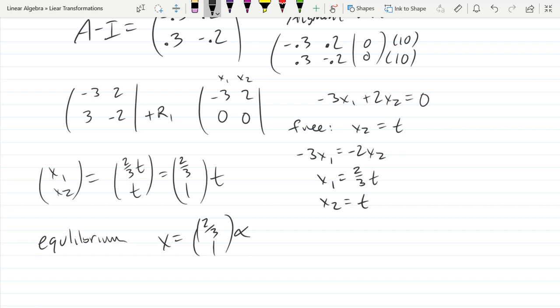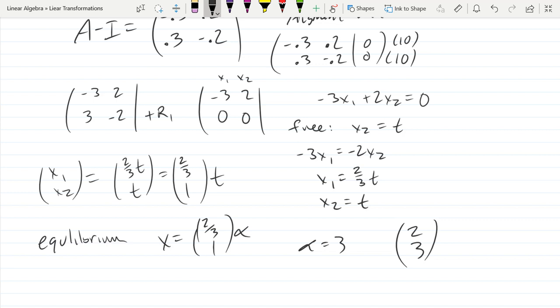So let's scale this up. I think alpha should be at least 3. That'll give me a nicer mix, right? So if alpha is 3, we would get 2, 3. So if there's 5 people, 2 of them would use A, 3 of them would use B.